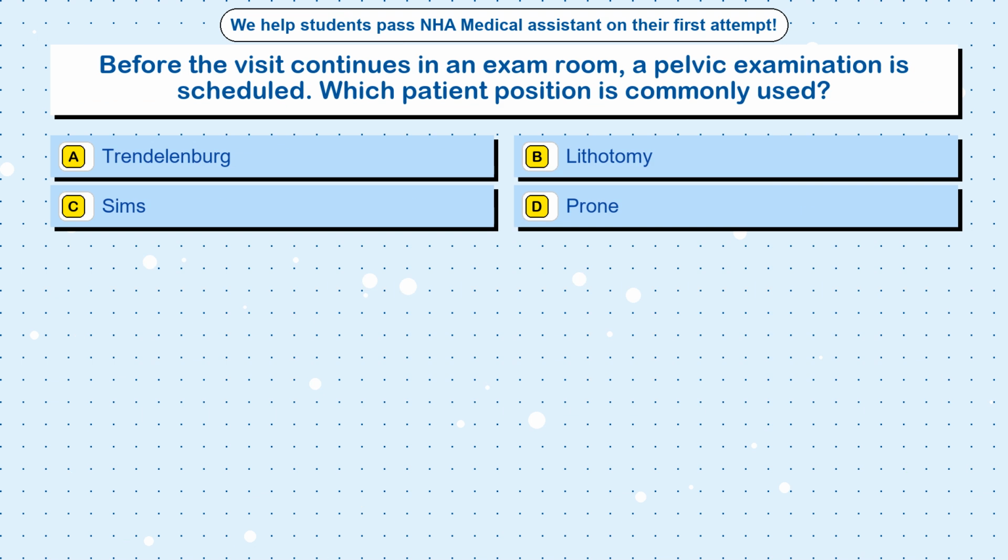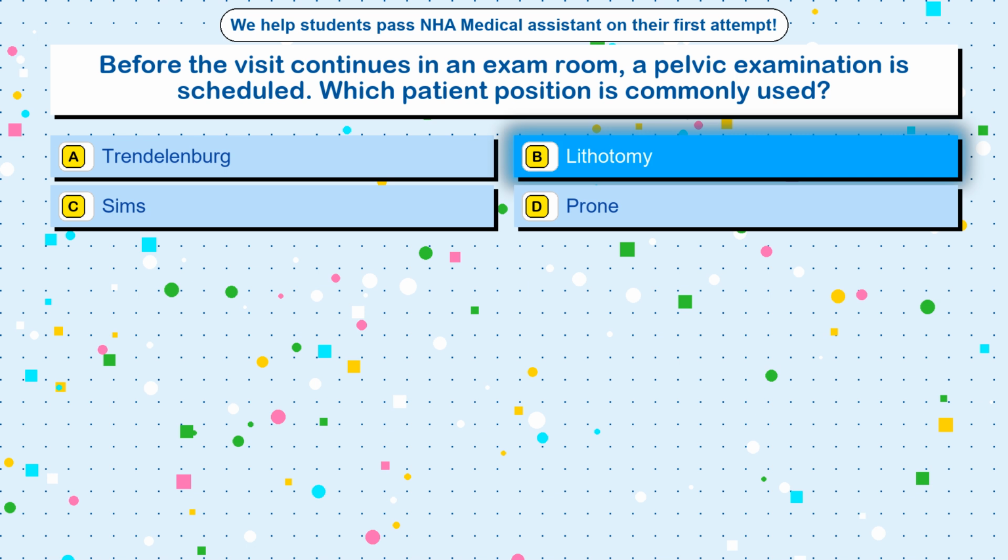Question 71. Before the visit continues in an exam room, a pelvic examination is scheduled. Which patient position is commonly used? Option A. Trendelenburg. Option B. Lithotomy. Option C. Sims. Option D. Prone. The correct answer is option B.